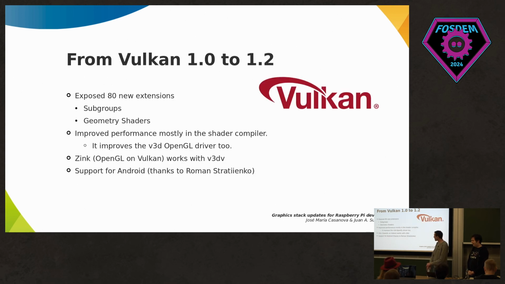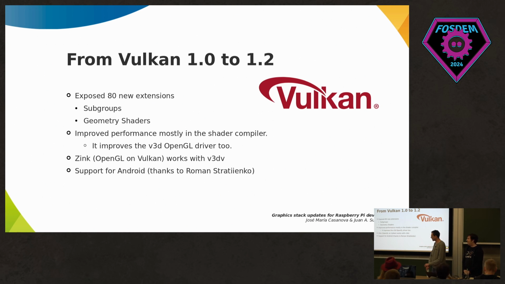Then in the Vulkan driver, we moved from Vulkan 1.0 to 1.2. So this is Vulkan 1.0, 1.1, and then 1.2, which meant exposing about 80 new extensions if you compare both versions of the driver from Bullseye to Bookworm. So there are a lot of new extensions. I mentioned extensions dealing with subgroups, as I said, which is very interesting for Vulkan, and extensions dealing with geometry shaders.